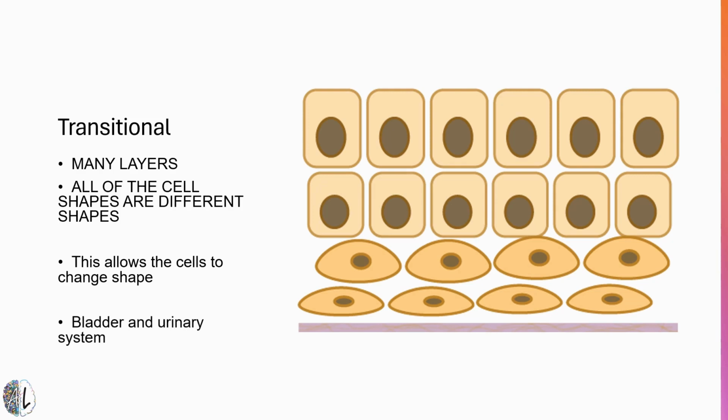And so we find this a lot in the bladder in the urinary system. As the bladder fills with urine or is emptied, right, the shape of that, if you think of it like a balloon, has to expand and contract. And so if we don't have cells that can sort of move and shift shape, we're not going to be able to be functional. And so this transitional type epithelium is able to sort of shift shape based on how full or empty that urinary system is.